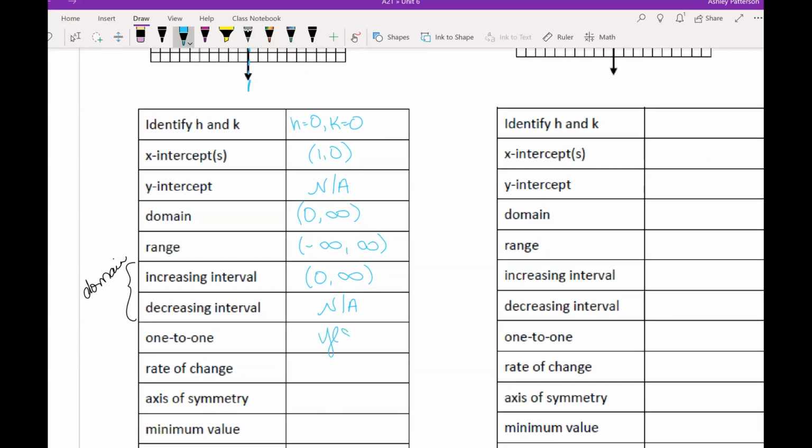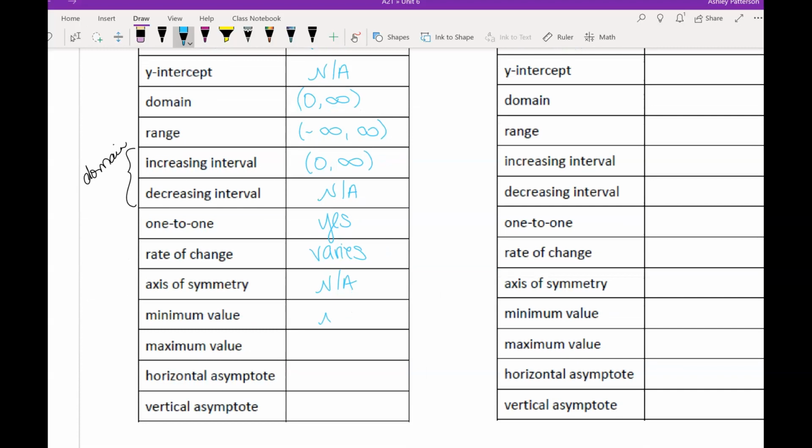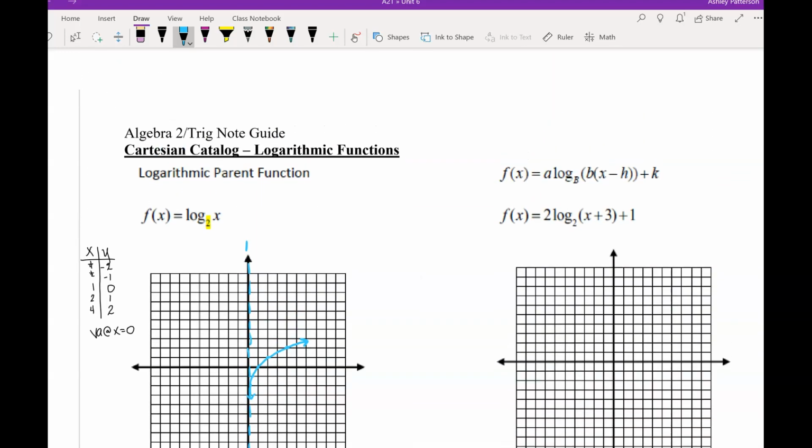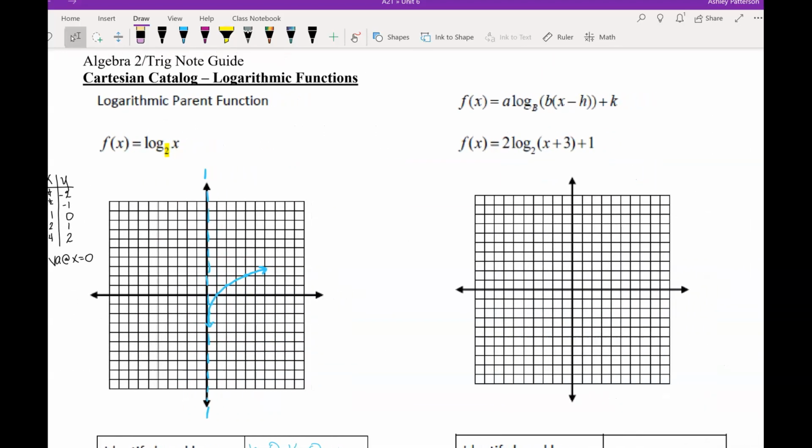The rate of change varies because it's not a constant, consistent rate of change. There is not an axis of symmetry. We don't have a minimum or a maximum value because the graph is not restricted in those regions. There isn't a horizontal asymptote, but we have a vertical asymptote at x equals 0. Woohoo! All right. So let's look at logarithms with transformations.